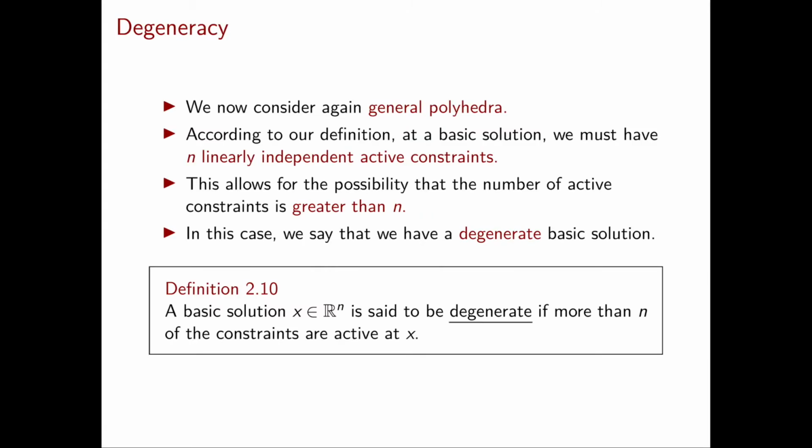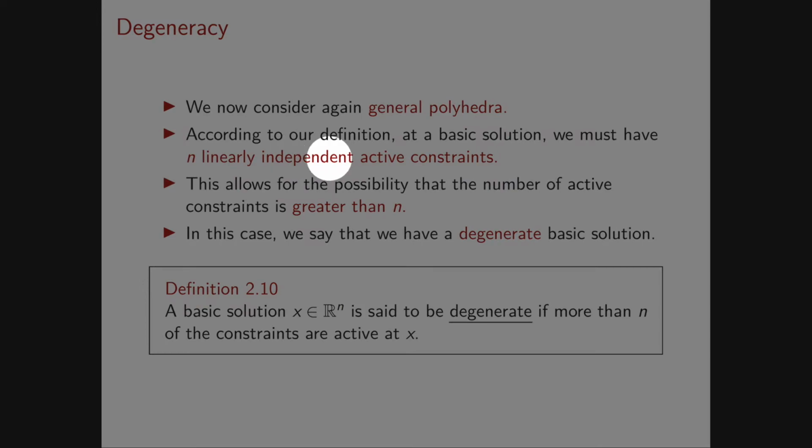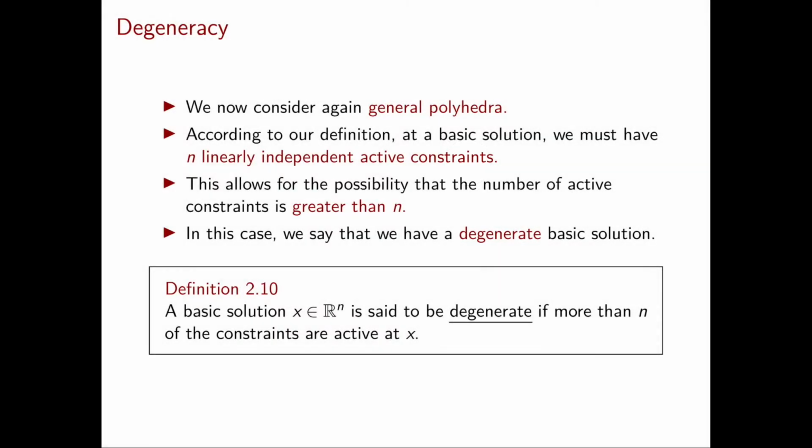In this video, we're going to introduce and discuss the concept of degeneracy for basic solutions. First, we're going to define this concept for general form polyhedra, and then we're going to specialize it to standard form polyhedra. So let's consider general polyhedra. In a basic solution, we have n linearly independent active constraints.